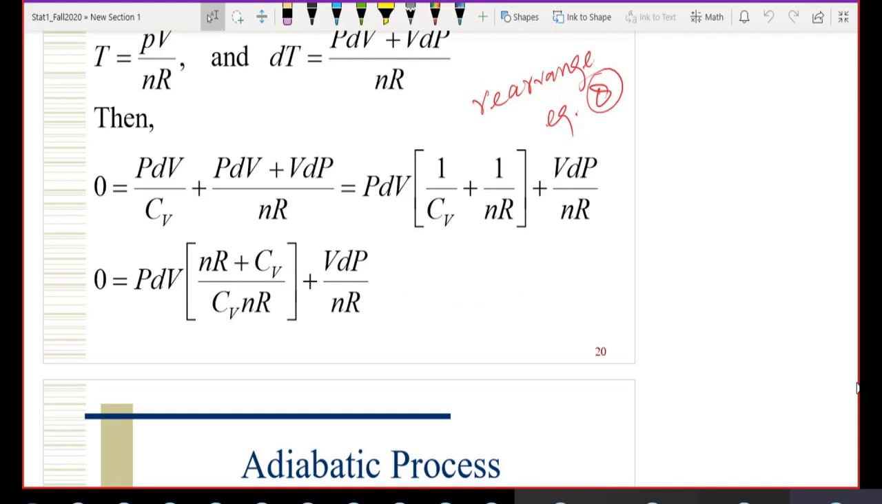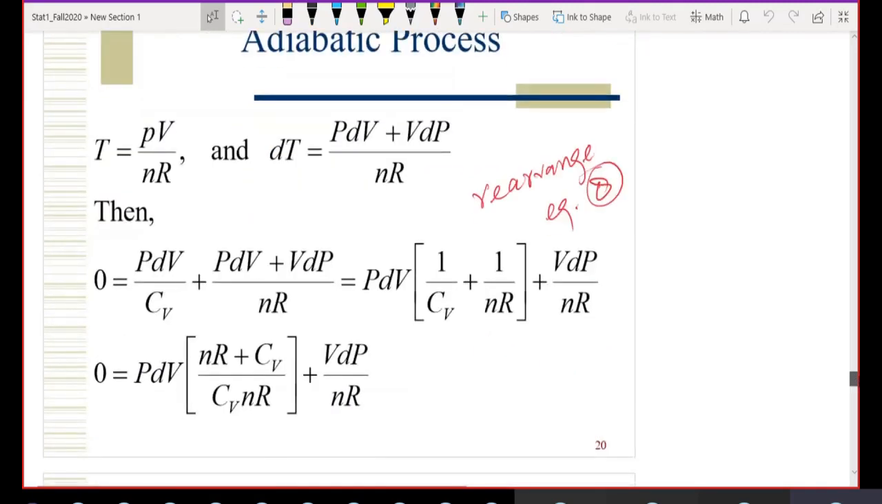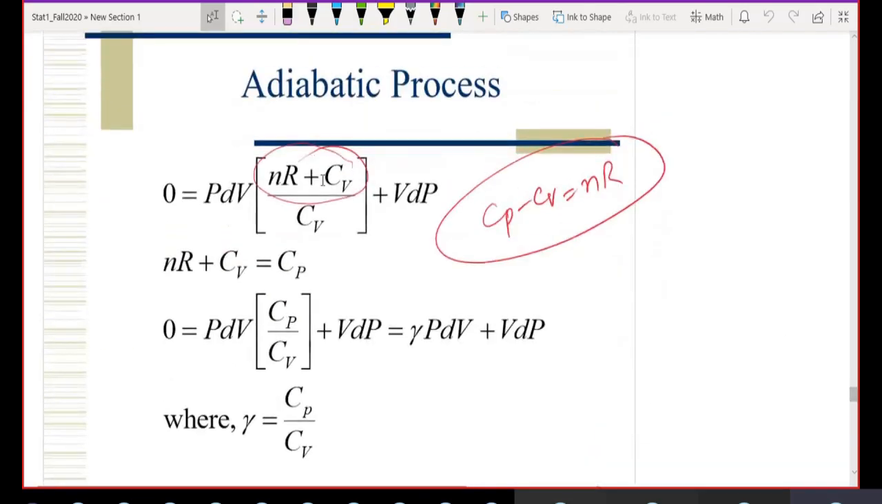and at the end of the day you will get, and then you put values actually. So nR plus Cv is from your equation Cp minus Cv equals nR. So there is a relationship here. You are rearranging stuff on this slide, and on the next slide when you reach here you put Cp minus Cv equals nR, then nR plus Cv would be equal to Cp.